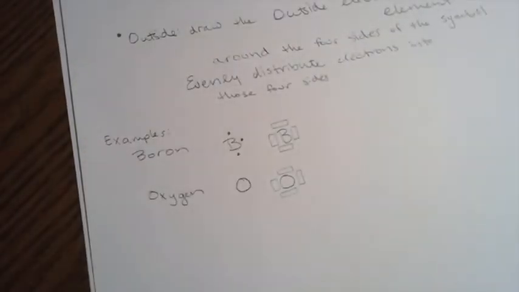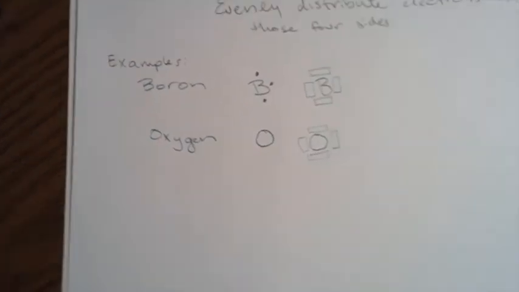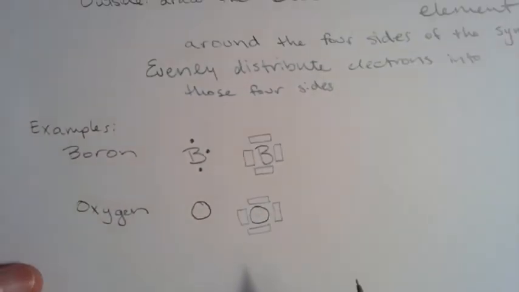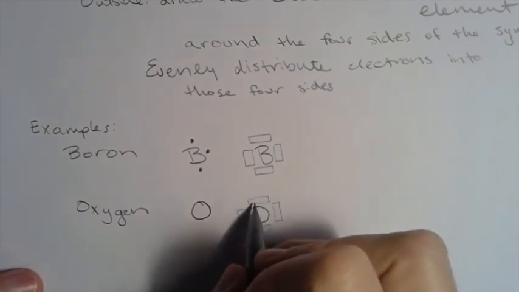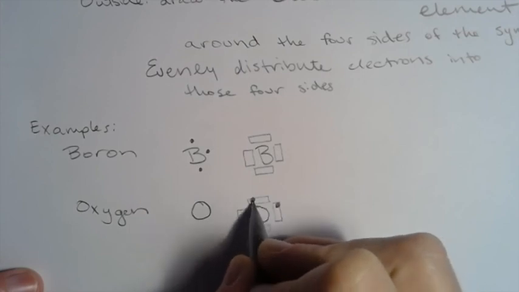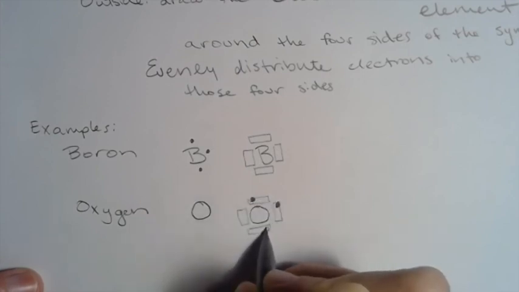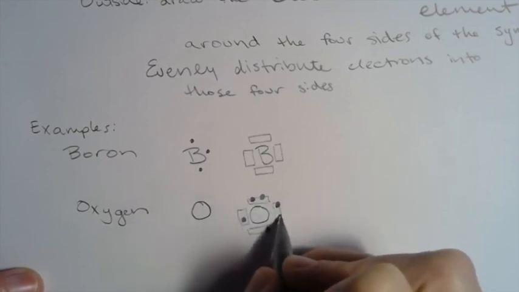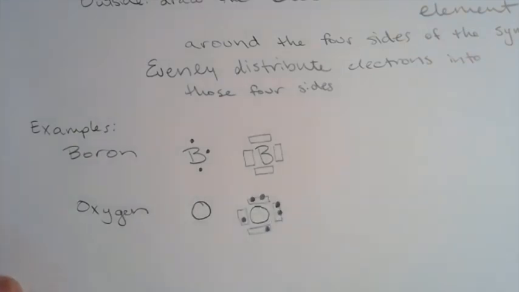Great. So there's our oxygen. There's our 4 sides. 6 is bigger than 4. We're going to have to do some distributing here. But don't worry. We got this. We're going to put 1 in this box, 1 in this box. 1, 2, 3, 4, 5, 6. Now we've got 6 outside electrons, and they're distributed between those 4 boxes.